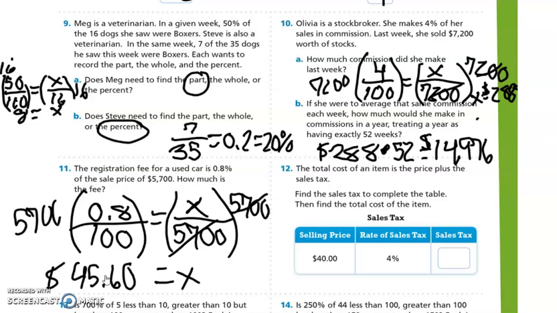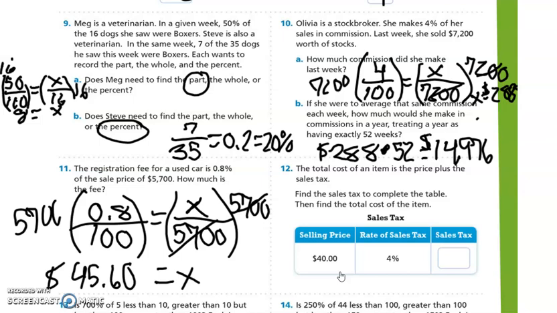Going over to number 12, we have a table down here, I see. It says the total cost of an item is the price plus the sales tax. So when you're selling something, this is what they're selling it for. Each state and area has a different sales tax. So in this area, it's 4%. And we're just going to be asked to complete the table and then find the total.